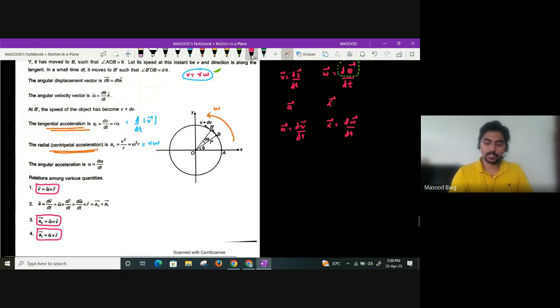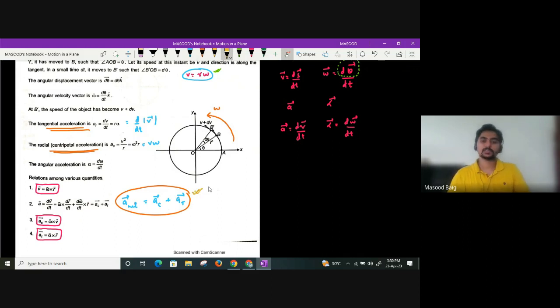Clear? And the total acceleration, the net acceleration, guys, will be given as vector sum of centripetal acceleration as well as tangential acceleration. What will tangential acceleration do? Tangential acceleration will change the speed of the object. Okay. Centripetal acceleration will ensure that the object moves in circular path. So always remember, whenever object performs circular motion, there should definitely be a component of acceleration directed towards the center. That acceleration is called as centripetal acceleration.